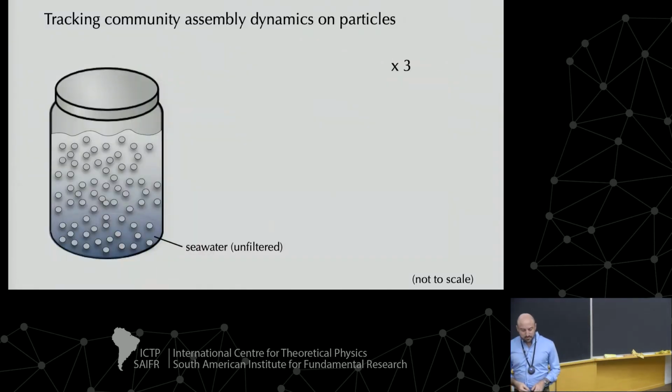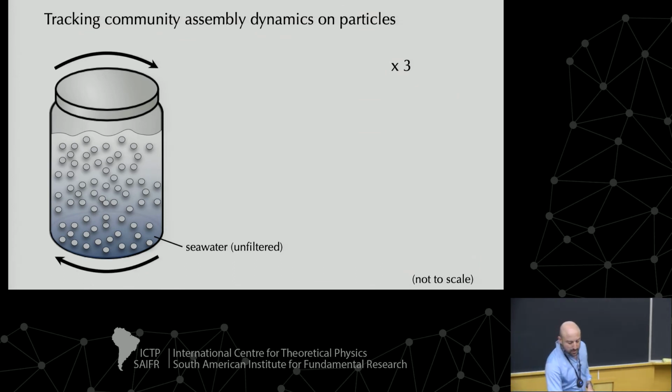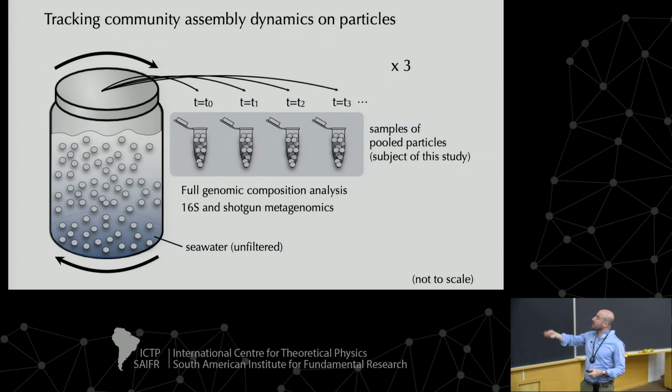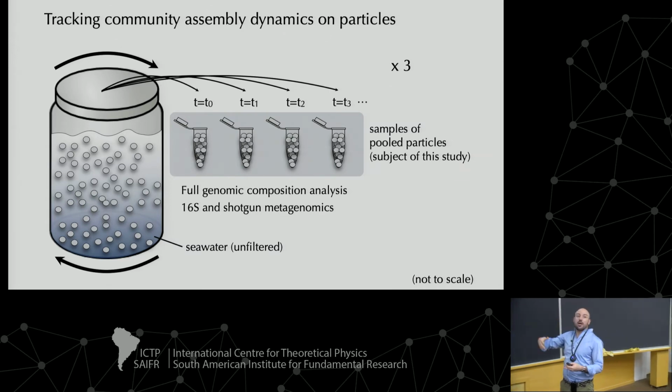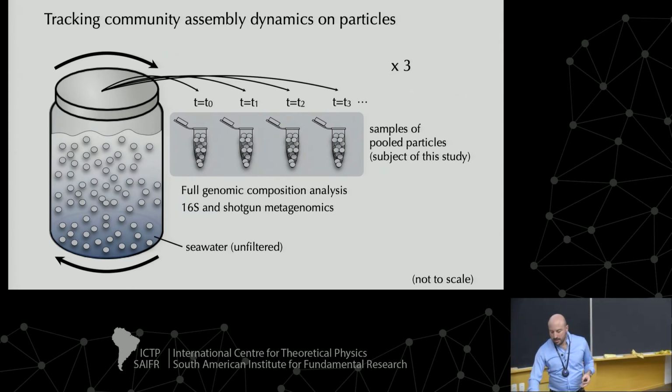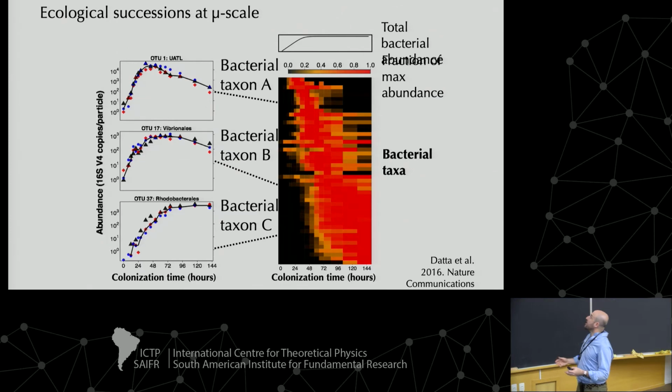All right. Anyway, so we get this. We sample over time, and then we sequence. Then we can measure the community composition over time. Okay. Everything clear so far? Yes. How do we do this? So this is the data that we get.